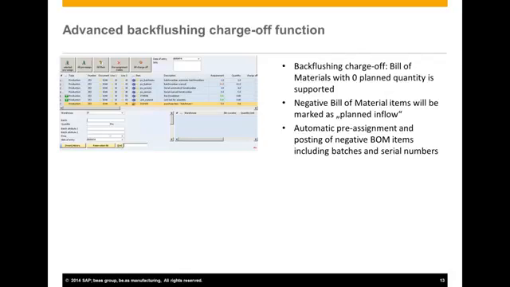If the batch or serial number has an automatic batch or serial number identification, then the system does an automatic pre-assignment. Even an automated backflushing posting now supports negative BOM items as a new function, now also with the batch and the serial numbers.